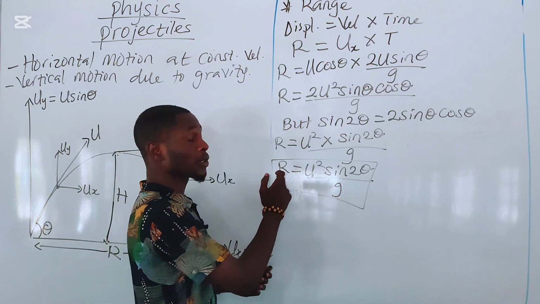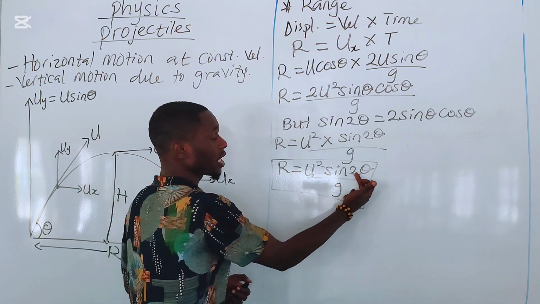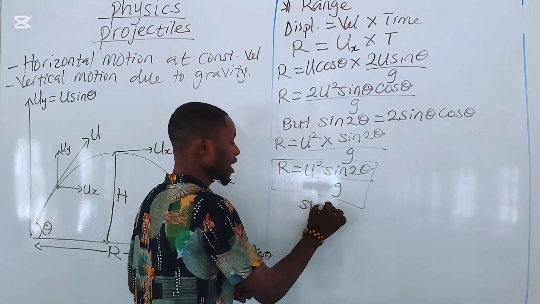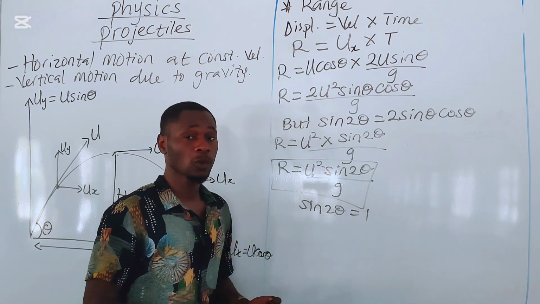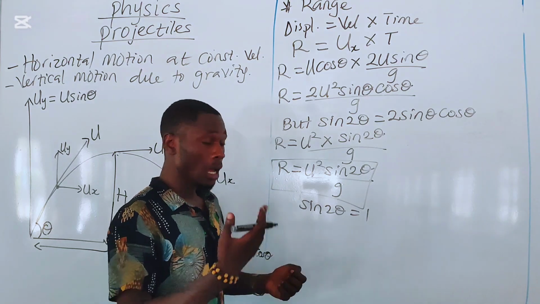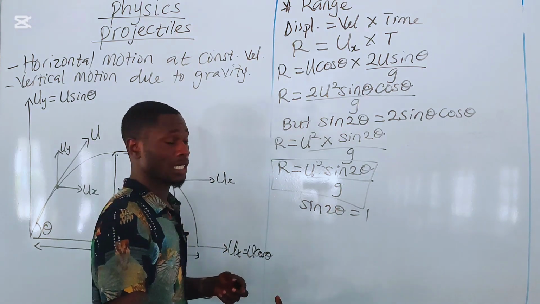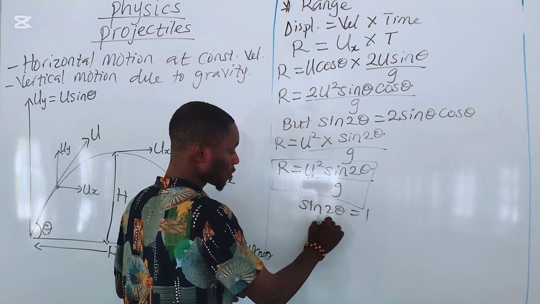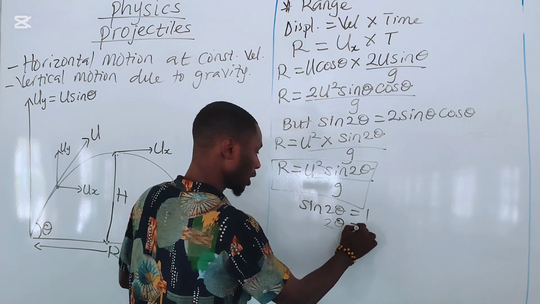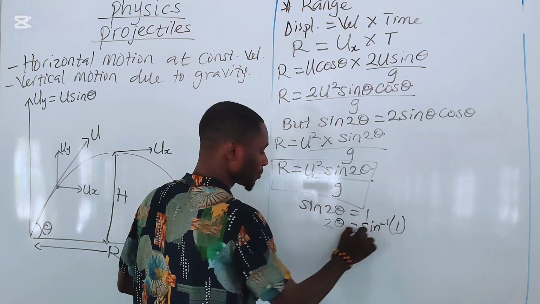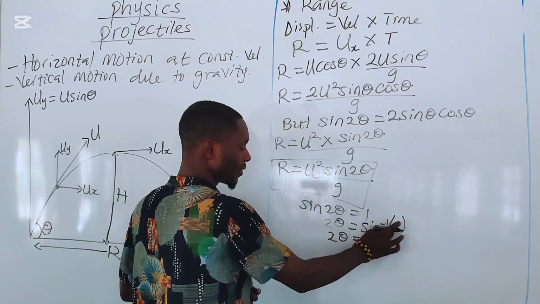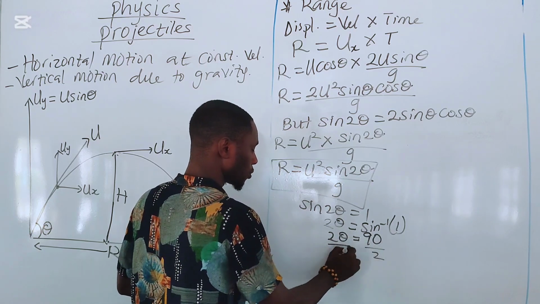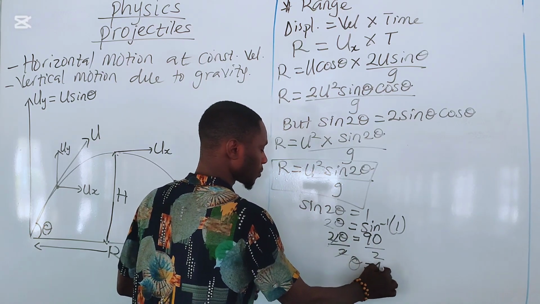However, for this range of the projectile to be maximum, the whole of sine 2 theta must also be equal to 1. It means that sine 2 theta must be equal to 1. So if sine 2 theta is equal to 1, what is going to be the value of theta? So let's obtain that. We are looking for theta. So take sine inverse of both sides. So we have 2 theta equals sine inverse of 1, which is 90. So we're looking for theta, divide both sides by 2. So theta is equal to 45 degrees.